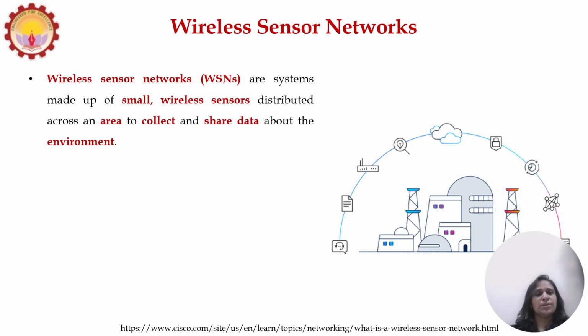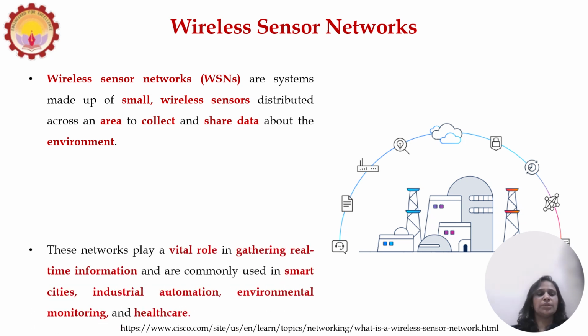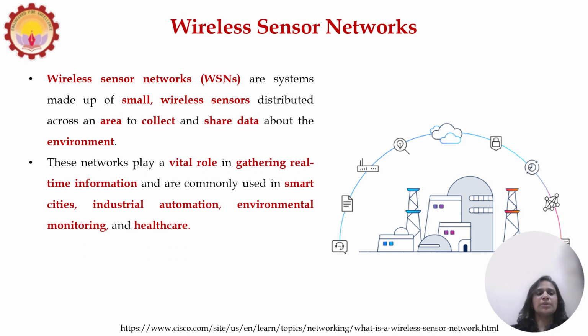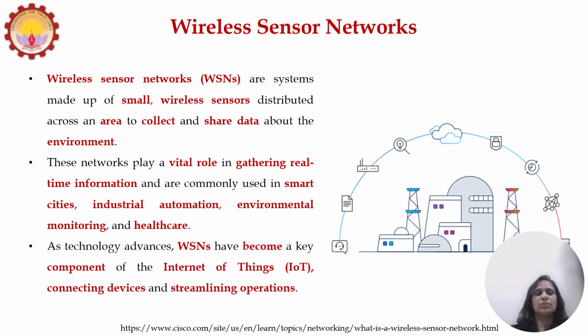So wireless sensor networks are systems made up of small wireless sensors distributed across an area to collect and share data about the environment. These networks play a vital role in gathering real-time information and are commonly used in smart cities, industrial automation, environmental monitoring, and healthcare. As the technology advances, wireless sensor networks have become a key component of the Internet of Things, connecting devices and streamlining operations.